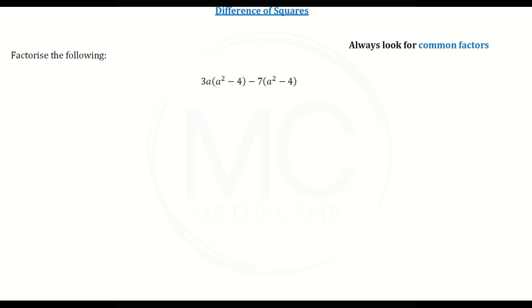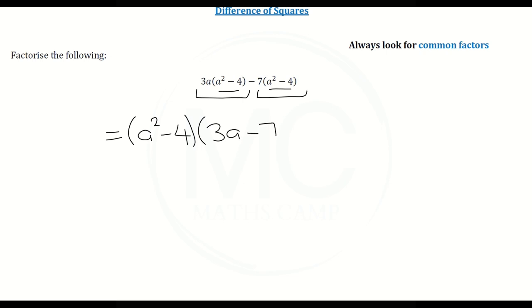In this example, we have a common bracket, a squared minus 4. This is our first term, and this is our second. The bracket is in both terms, which means we can take it out as a common factor. Let's do this now. We have a squared minus 4, and we're left with 3a minus 7. Now, in 3a minus 7, there are no squares, so we cannot factorize this further. We're going to leave this bracket as it is.